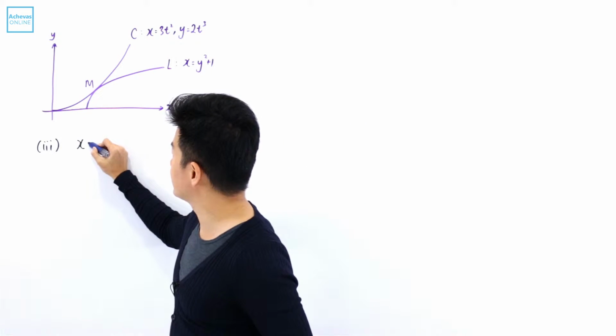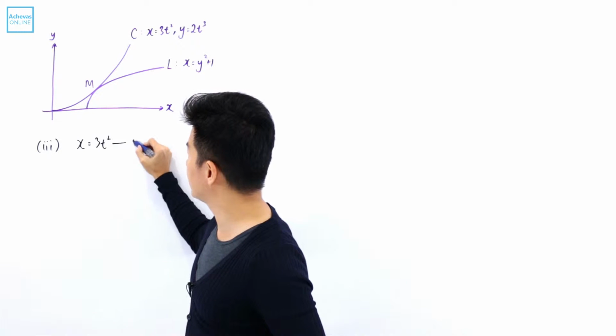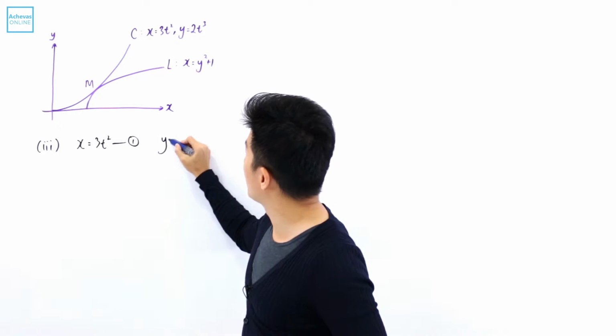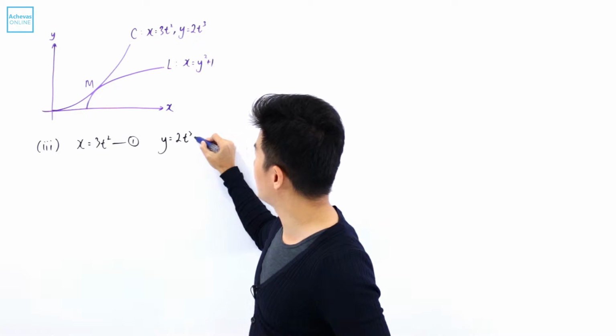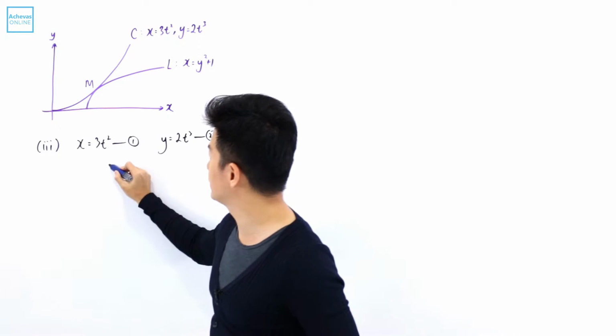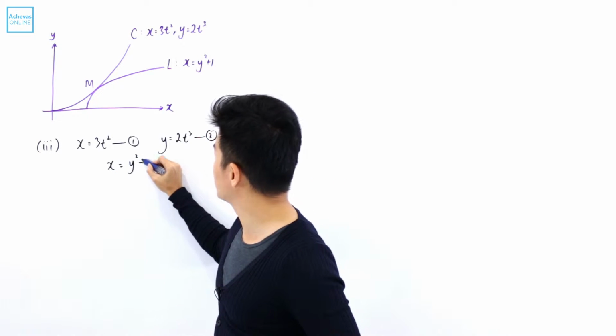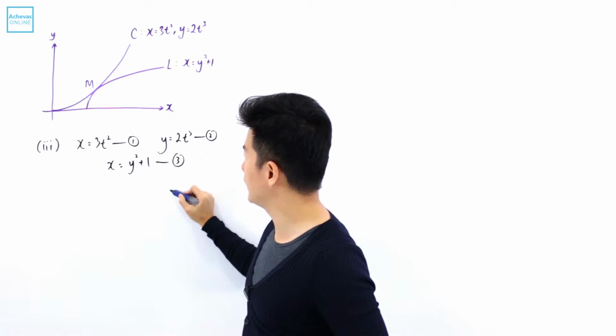That means x is equal to 3t squared. I can let it be my first equation. y is equal to 2t to the power of 3. I can let it be my second equation. And x is equal to y squared plus 1. I'm going to let it be the third equation.